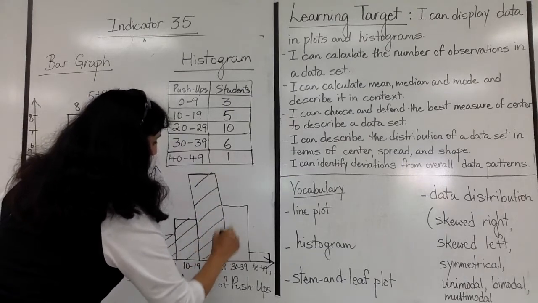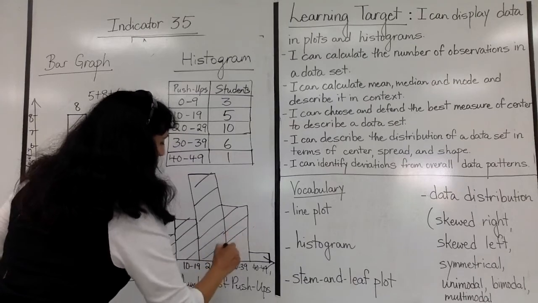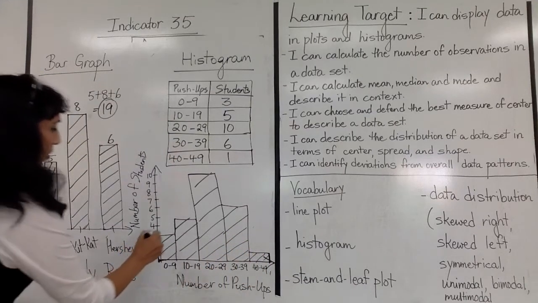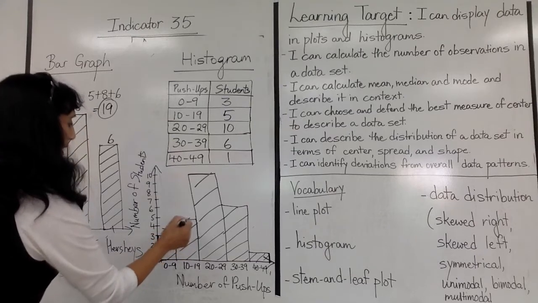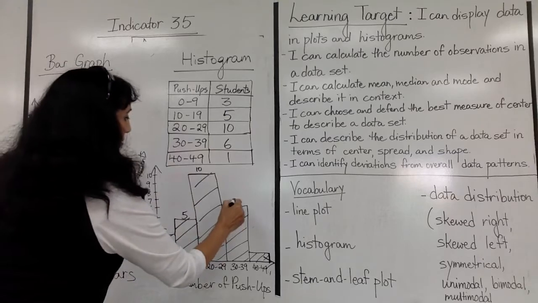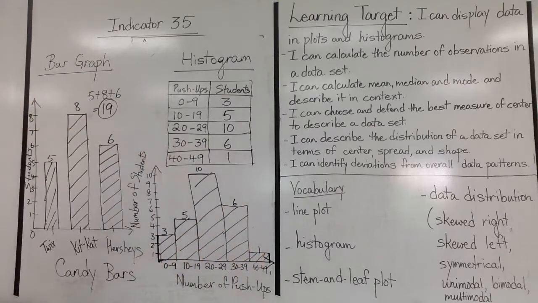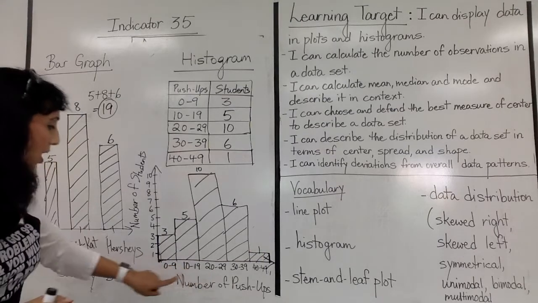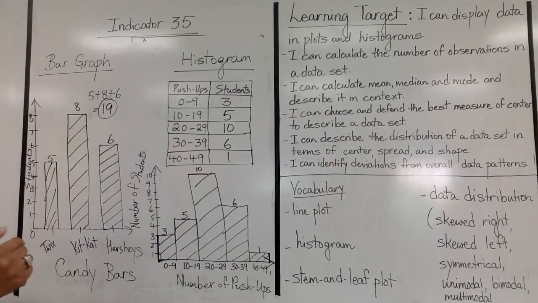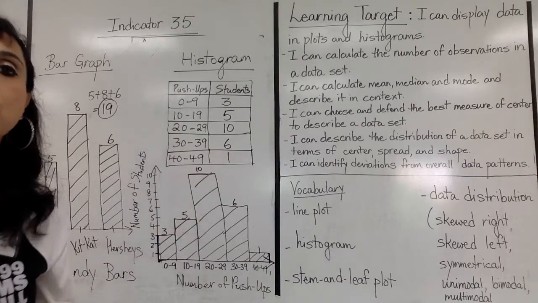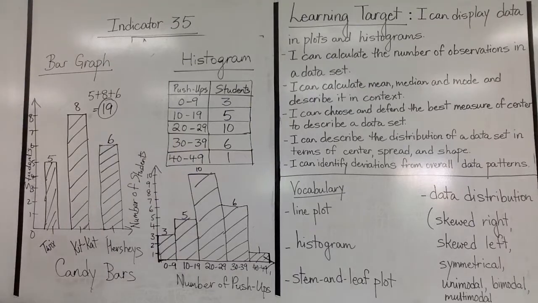All right, and this is what makes a histogram different from the regular bar graph that you're used to. You are welcome even to write it over here. You have 3, you have 5, you have 10, you have 6, you have 1. Okay, so this is what makes a histogram different. First and foremost is your intervals, and also there is absolutely 0 gap between the bars.